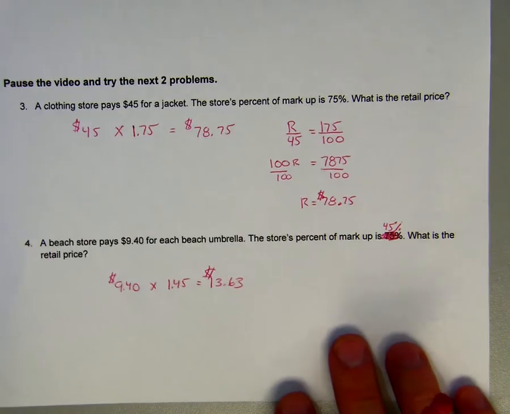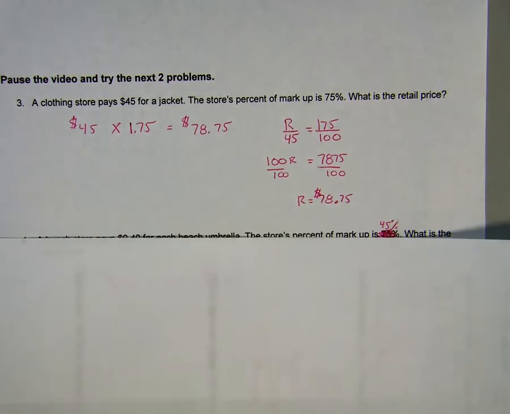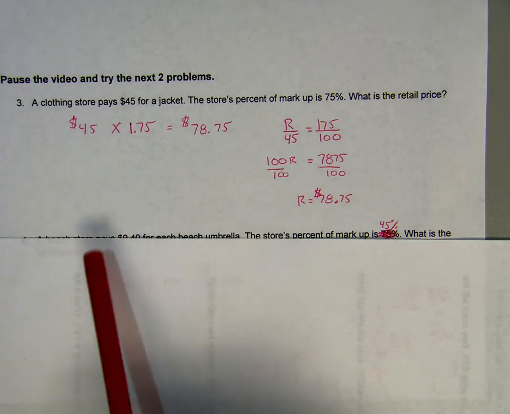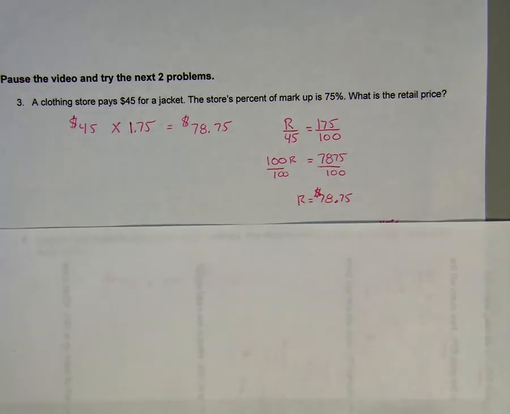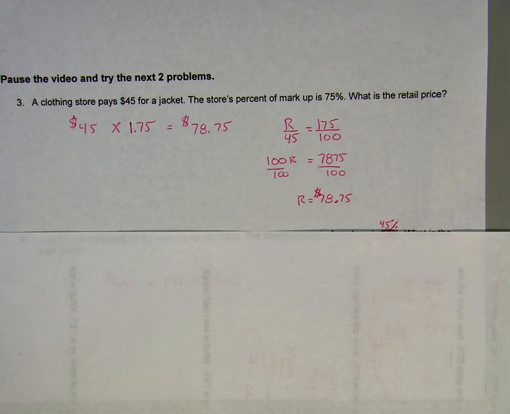So here are your answers. My first one has to do with the clothing store, and it marks it up 75%. So I'm going to multiply by 175%, or 1.75, getting me an answer of $78.75.